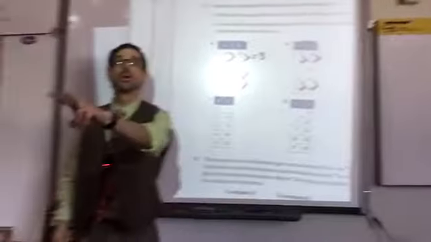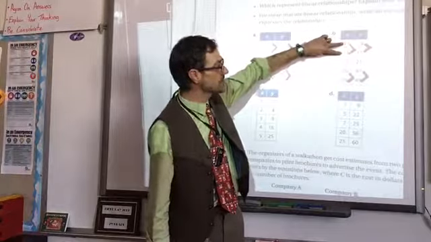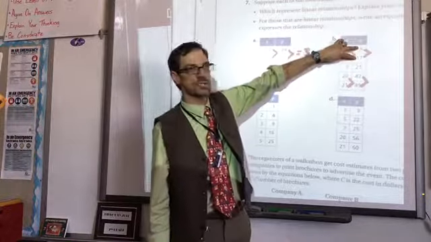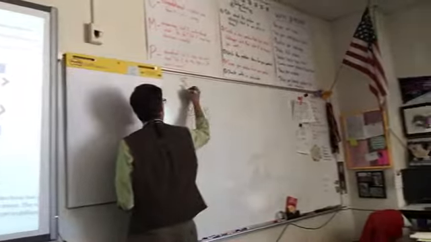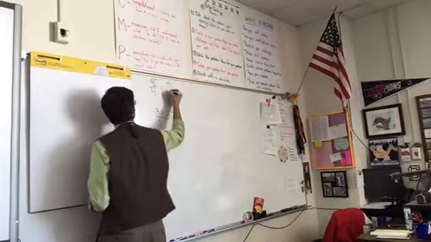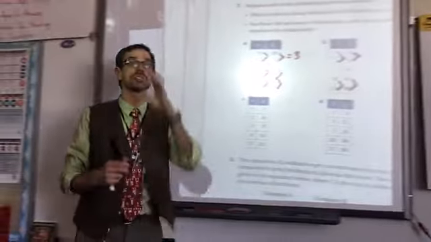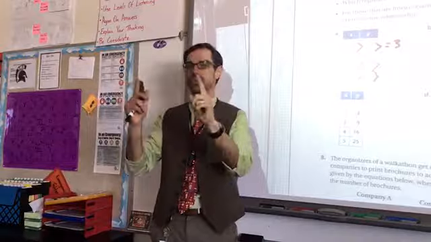So B, ready? I want you to go with me. Work with your table partner. Find the difference between those two. 4. Okay. Find the difference between those two. 8. So, ready? With your table partner, talk about it. Okay. 8 divided by 4 is 2. So, I have a rate right now of 2.